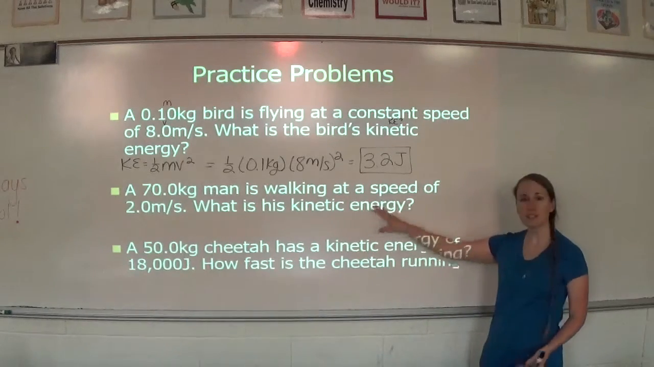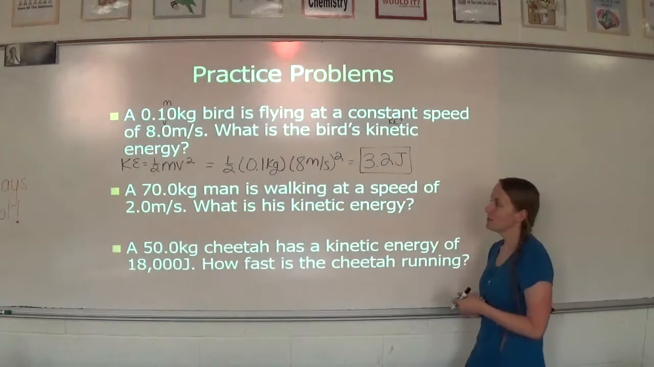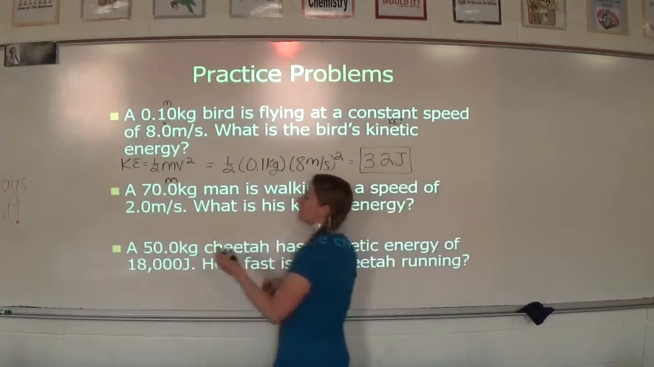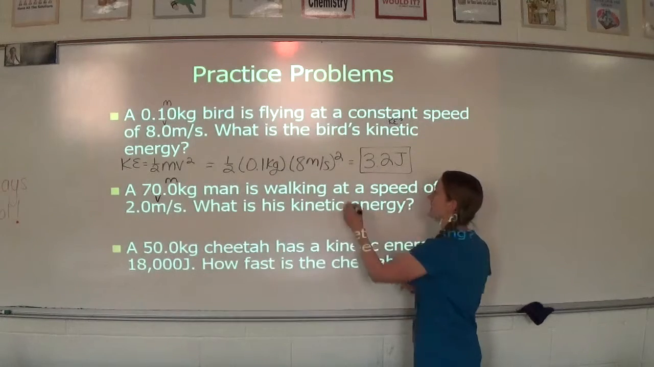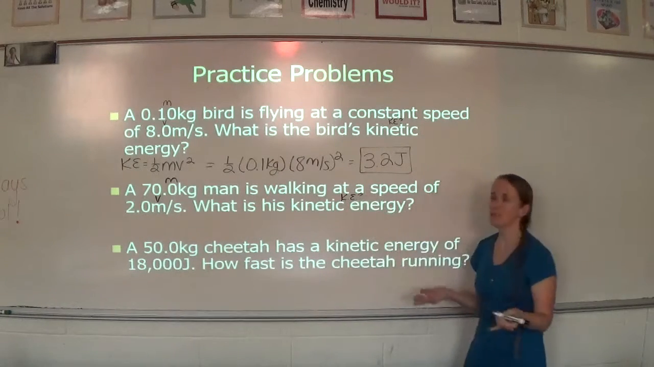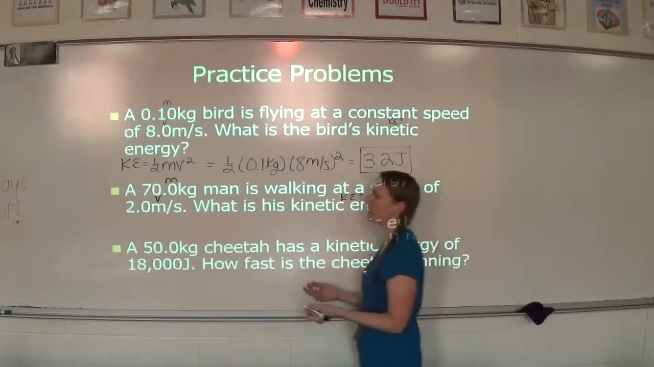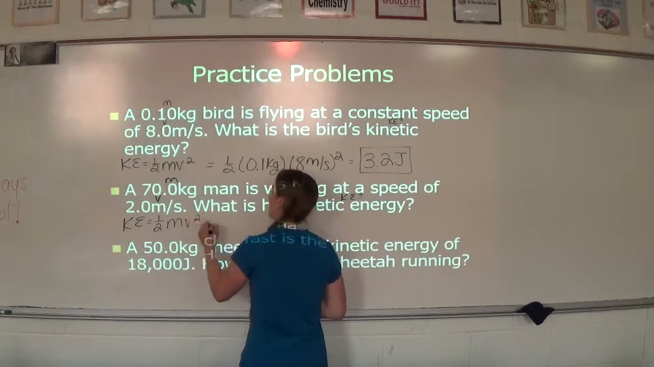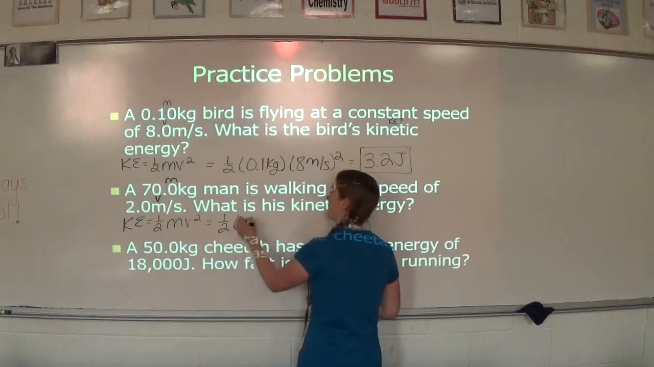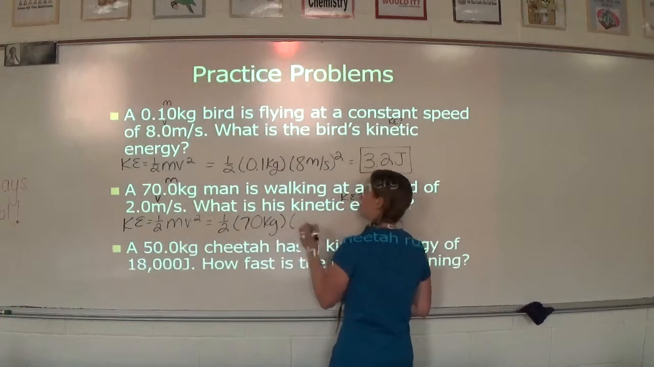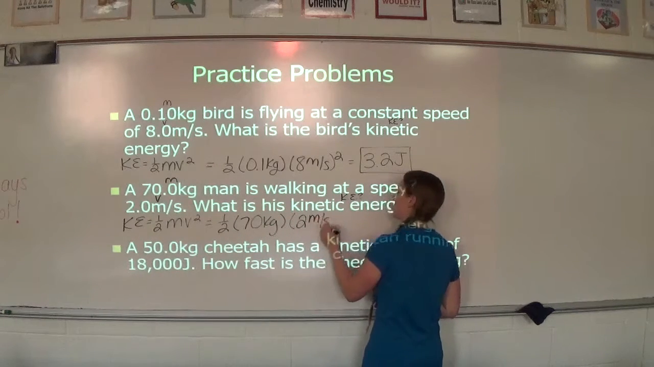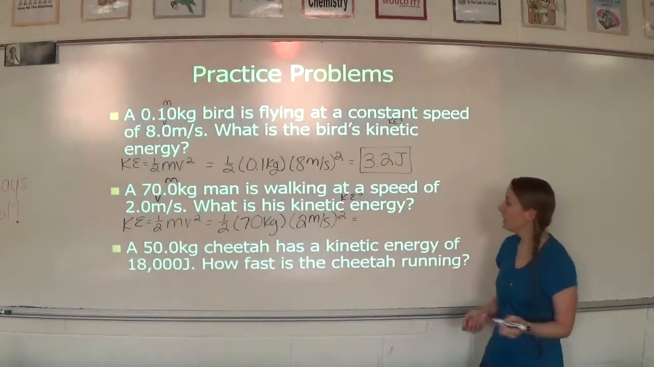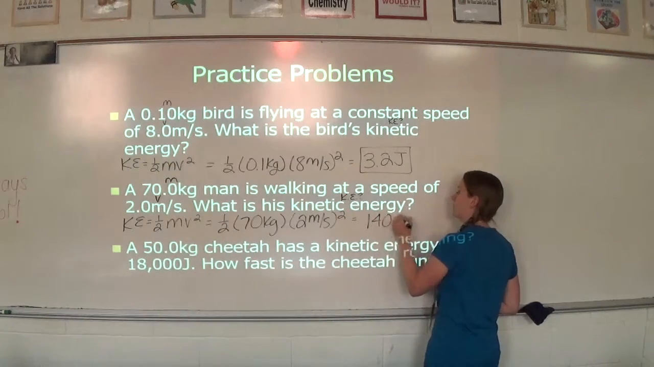Maybe pause it, you try the next one, and we'll look at it together. It says a 70 kilogram man, so there's my mass, is walking at a speed of 2 meters per second. So there's my velocity. What is his kinetic energy? Again, I don't need to rearrange the formula because we're solving for kinetic energy. Kinetic energy is 1/2 mv squared. So I plug in my 1/2, my mass is 70 kilograms, and my velocity is 2 meters per second, and I'm going to square that. Once I multiply and square and everything, I got 140, and my unit for energy is joules.